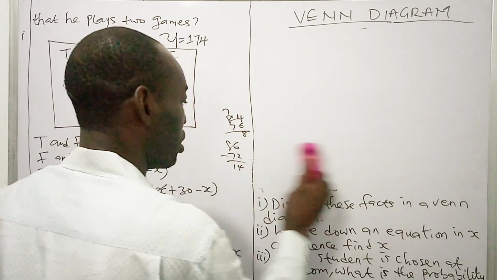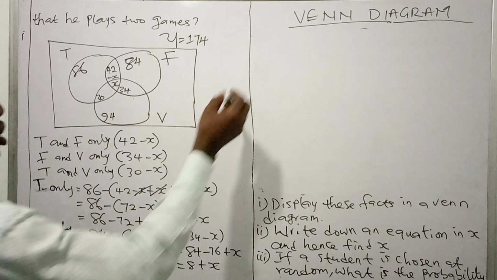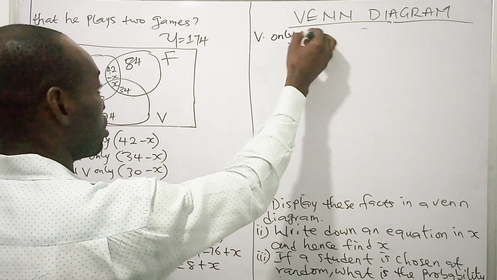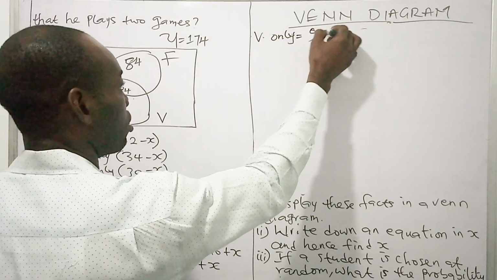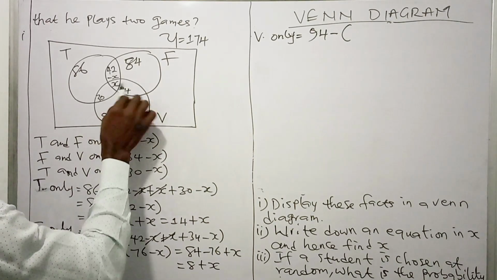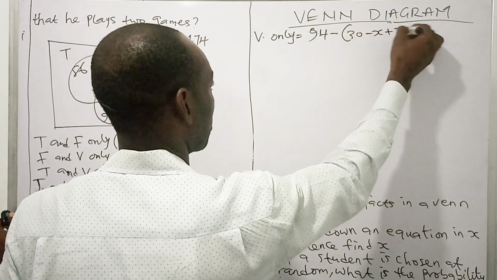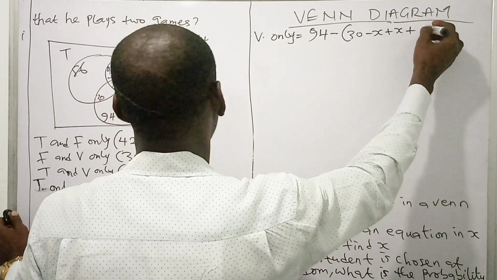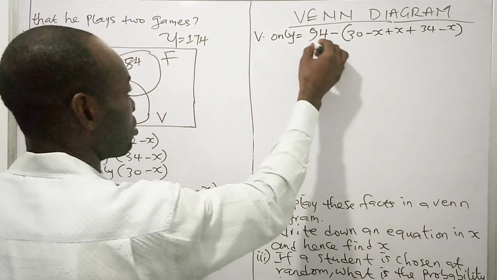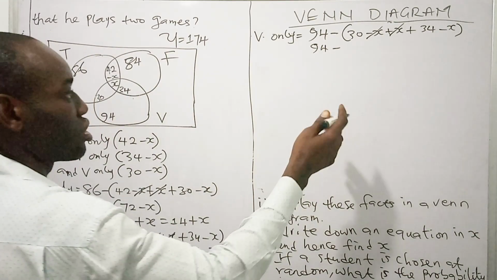I'll continue from here. Now let's see those who play volleyball only. For volleyball only, it's going to be 94 minus the whole of this, which is 30 minus x plus 34 minus x as well. So that gives us 94 minus, these two also cancel out as 0 since they have opposite signs.